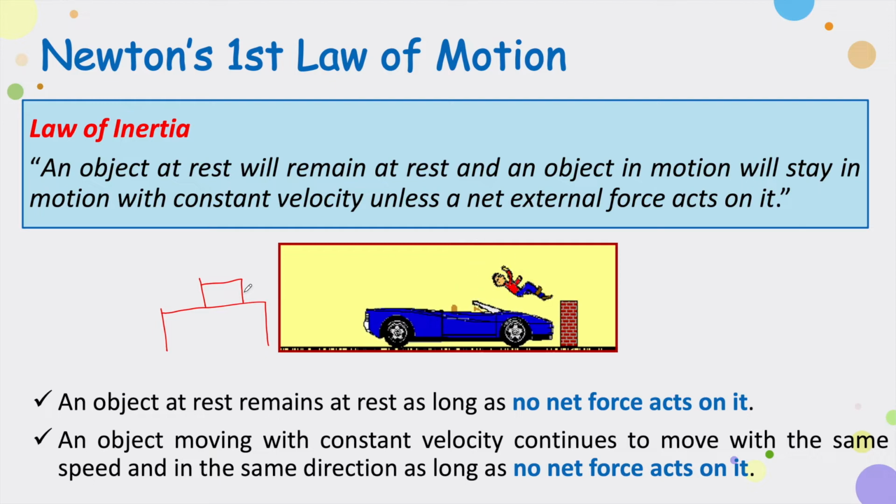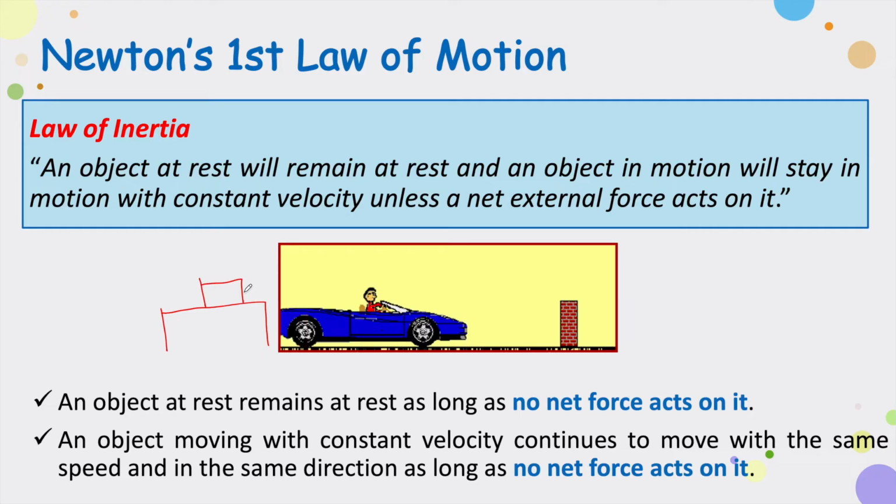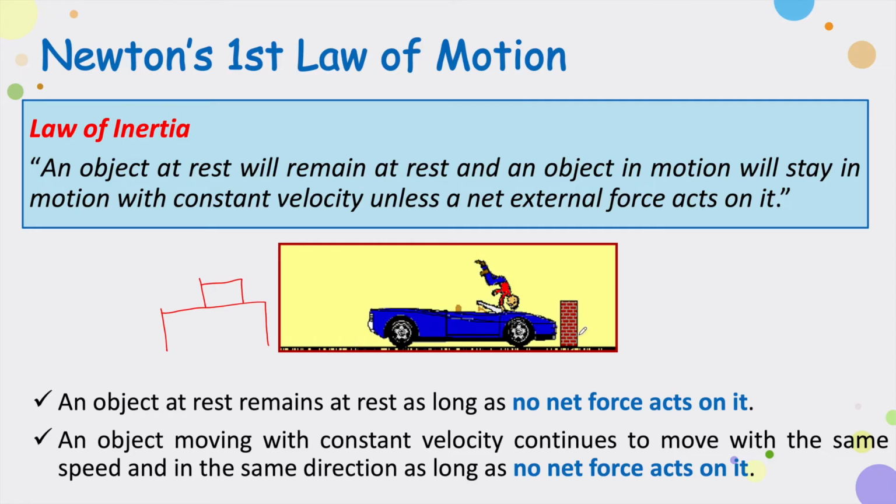The second situation is an object moving with constant velocity. So, the tendency is that it moves in the same direction at the same speed. So, it will keep moving forever given that there is no friction, no barrier, and so on. But if there is a net external force, for example, in the presence of a barrier or friction, then it disobeys the law of inertia.